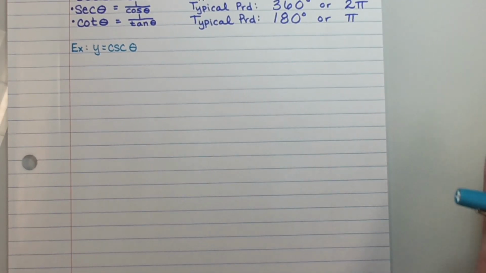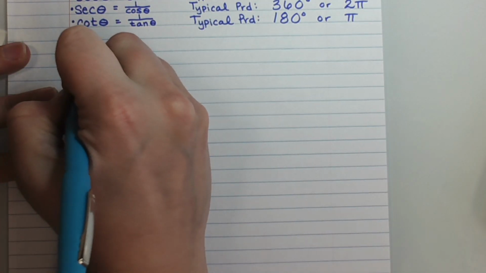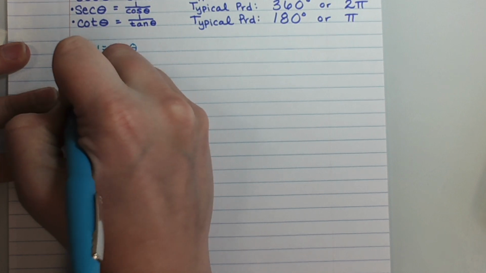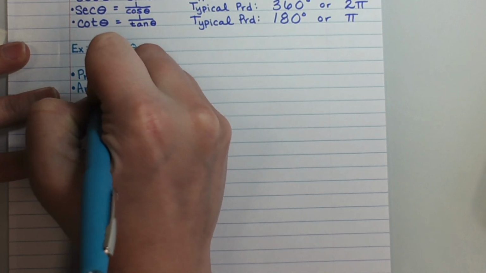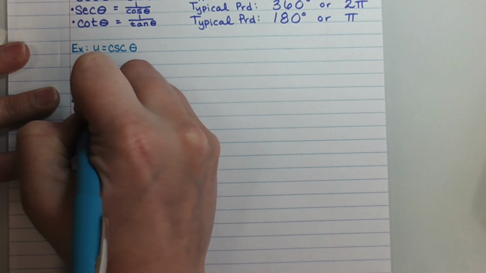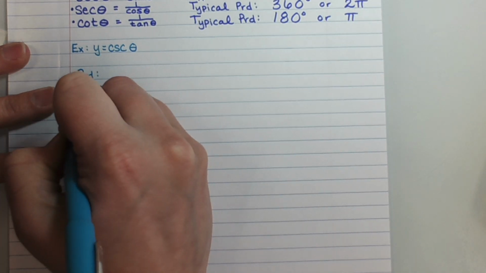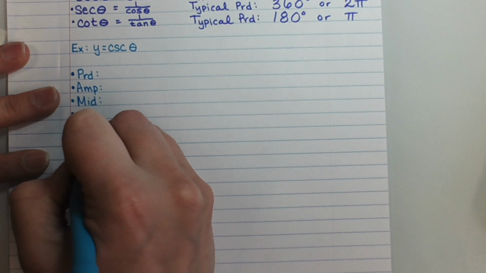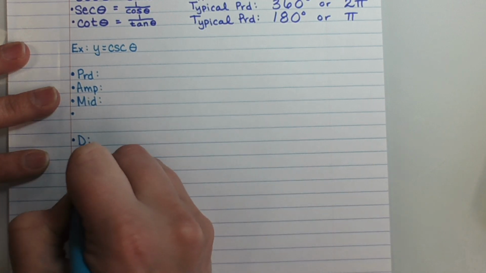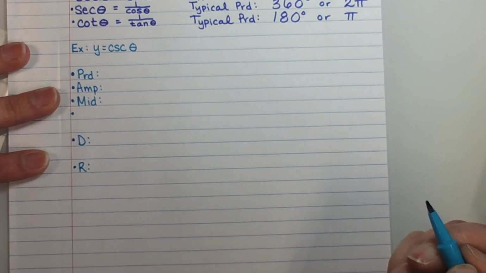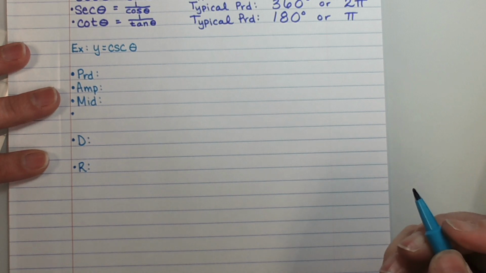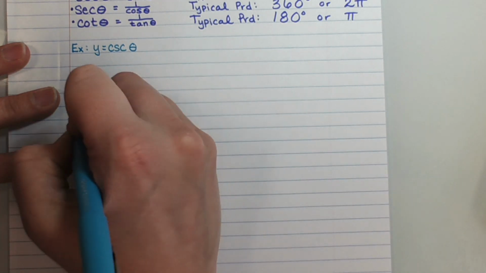When we've been doing our graphs, once we introduced tangent, we ended up with 6 key things that we labeled that went with our graphs. What were they? Period, amplitude, midline, eventually domain, range. What was the newest one? Asymptotes.